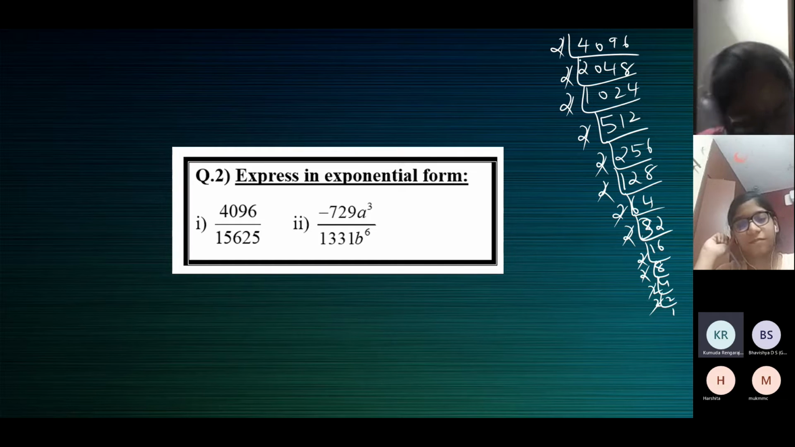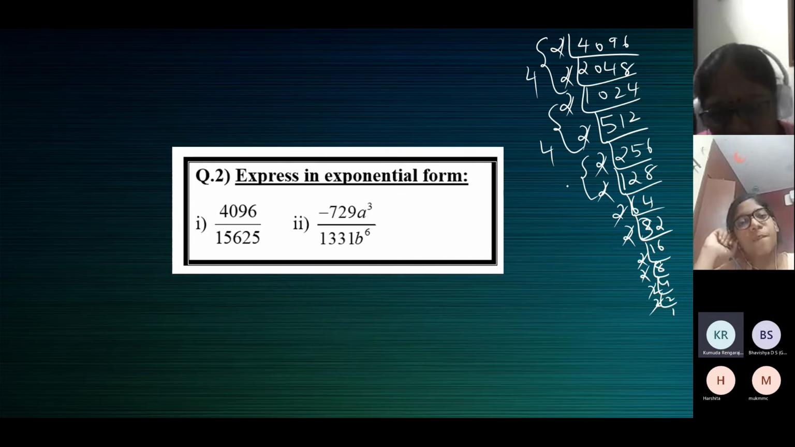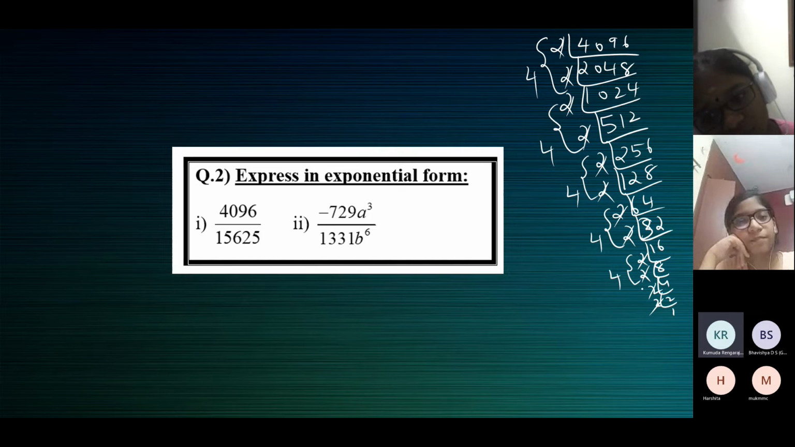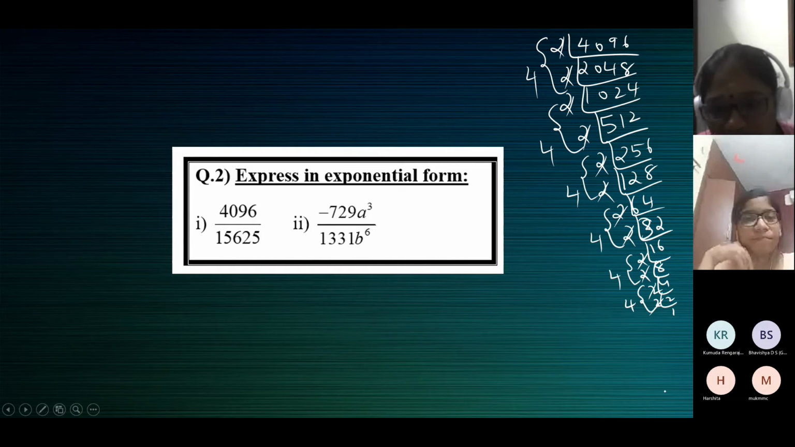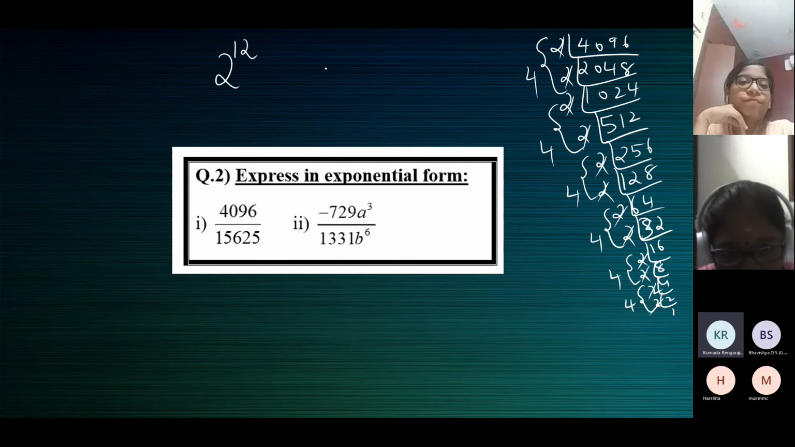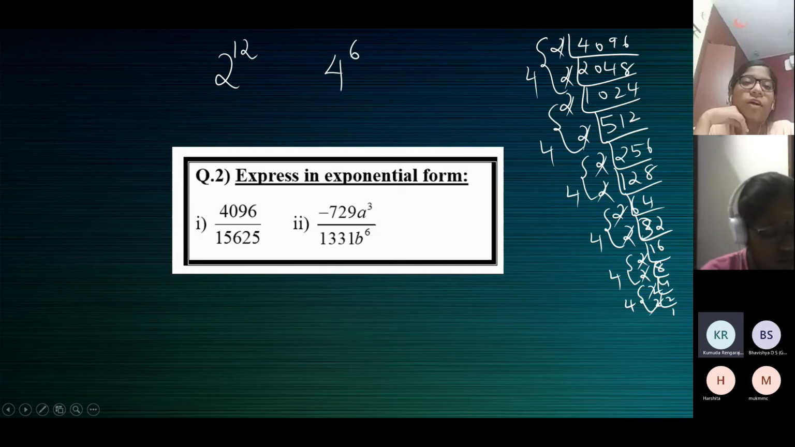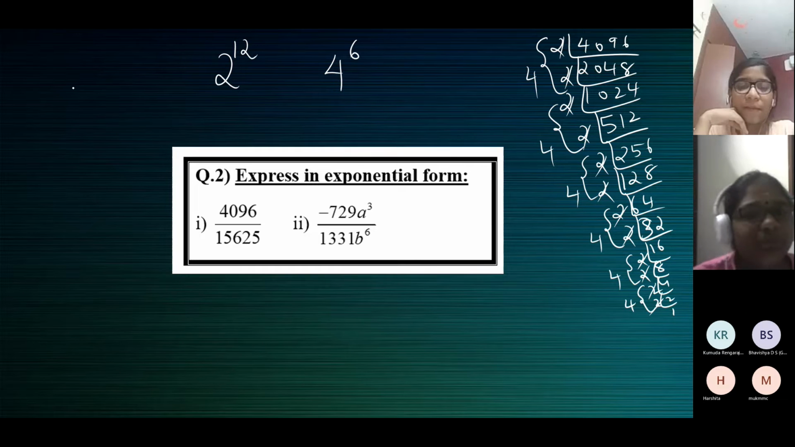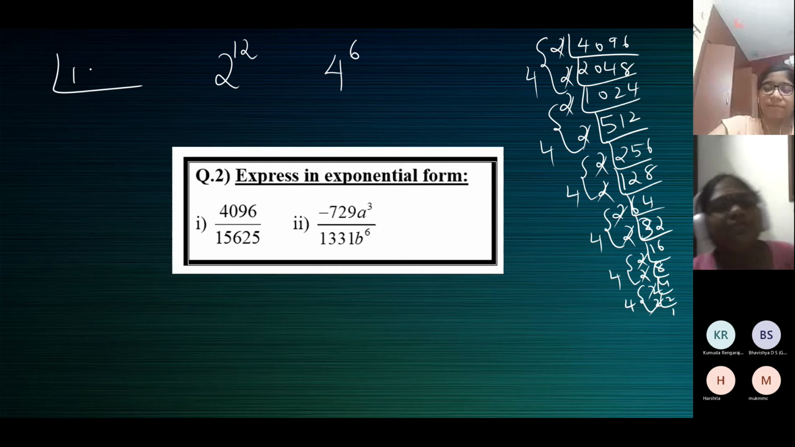Power 12. Or it will be, if you make this 4, this 4, this 4, this one 4. You understand what I'm doing? Yes, ma'am, grouping it, ma'am. So it's either 2 raised to the power 12 or 4 raised to the power 6. What is 15625? Ma'am, 5 raised to the power 6, ma'am.